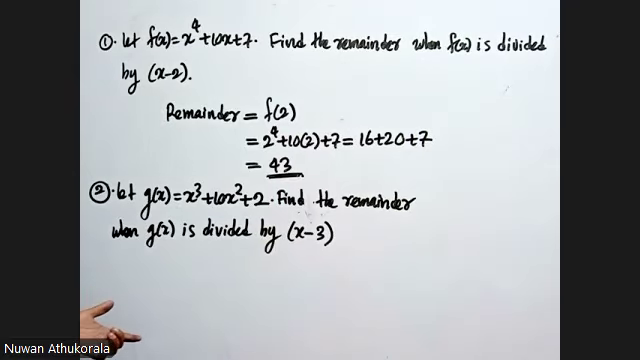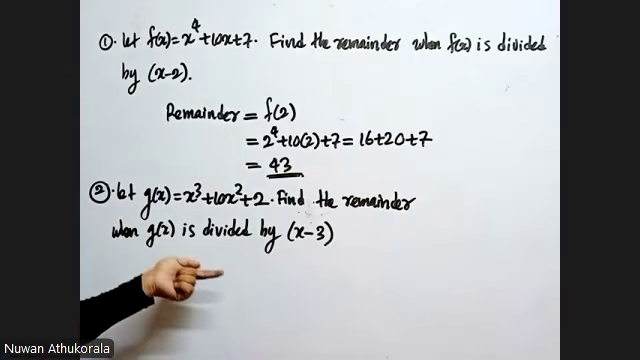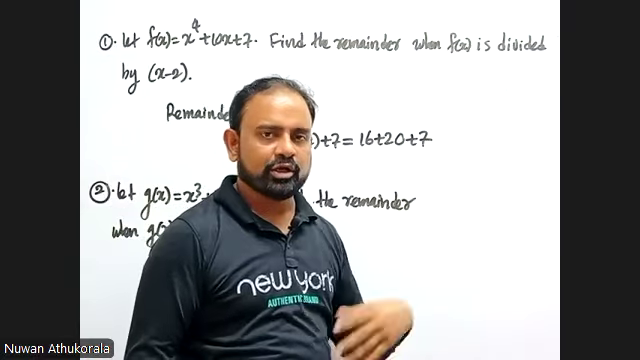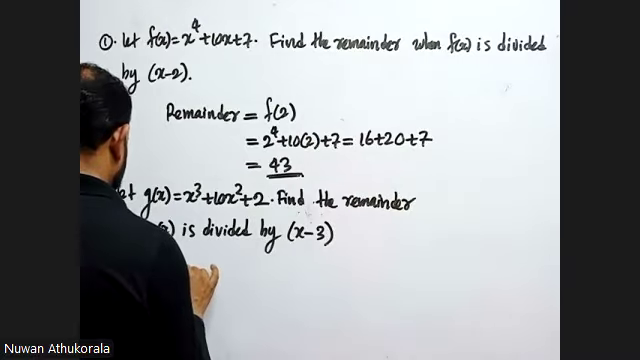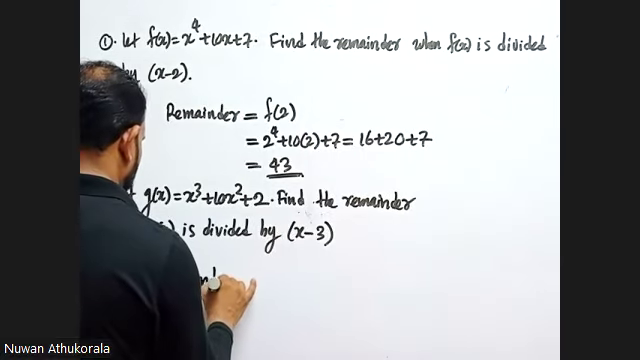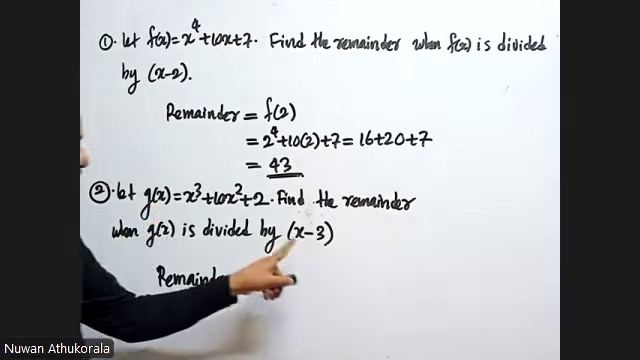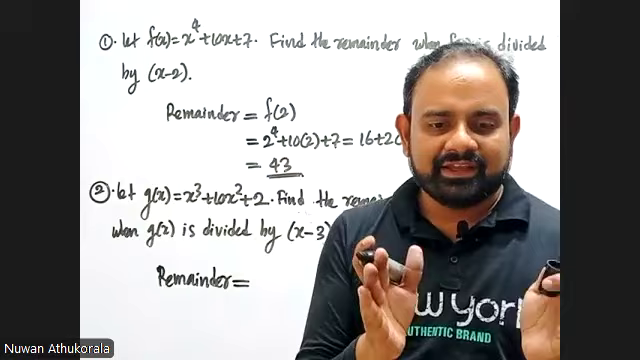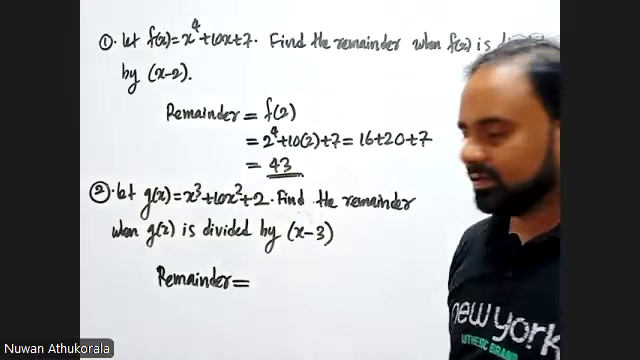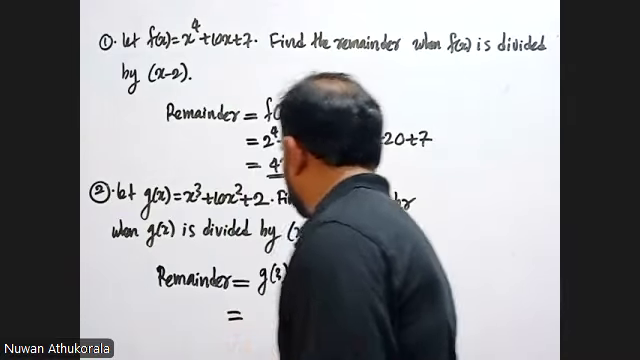Check the second question. g(x): what is the remainder when g(x) is divided by x minus 3? We have to apply the remainder theorem. First of all, we have to apply the remainder theorem. When g(x) is divided by x minus 3, what is the symbol of the remainder? It should be g(3). g(3) is the remainder.